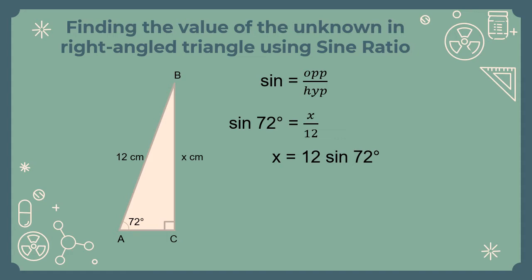So just use your calculator: 12, shift sine, then 72. So the answer is 8.31. Simplify your answer to two decimal places, then round off. Therefore, the missing unknown in this right-angled triangle using a sine ratio is equal to 8.31.